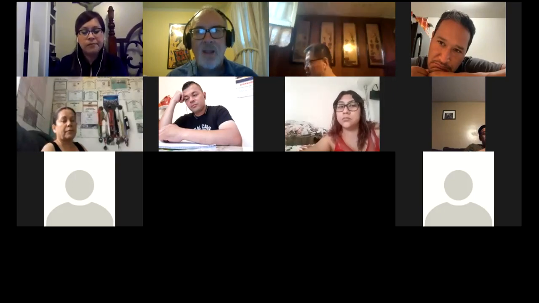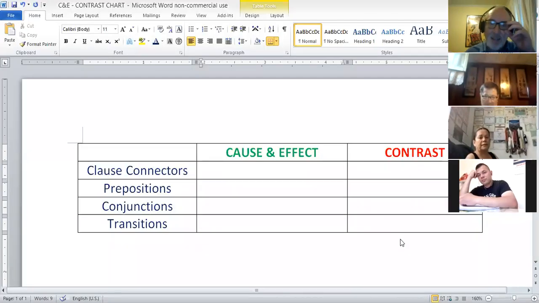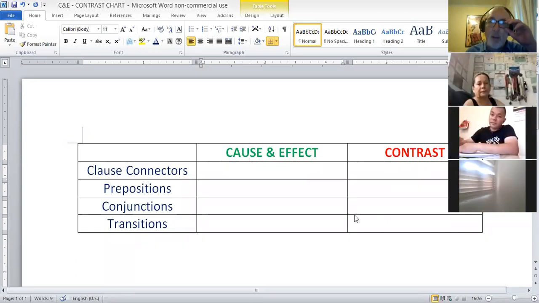Okay, so I'm going to share something with you here. There we go. Okay, can everybody see the chart? Not yet. Coming soon. Okay. You see it? Yes. So remember, we have four different kinds of connections, and we have cause and effect here in green and contrast over here in red. Okay, cause and effect was what we talked about at the beginning of the class, where something happened and then a cause and an effect.